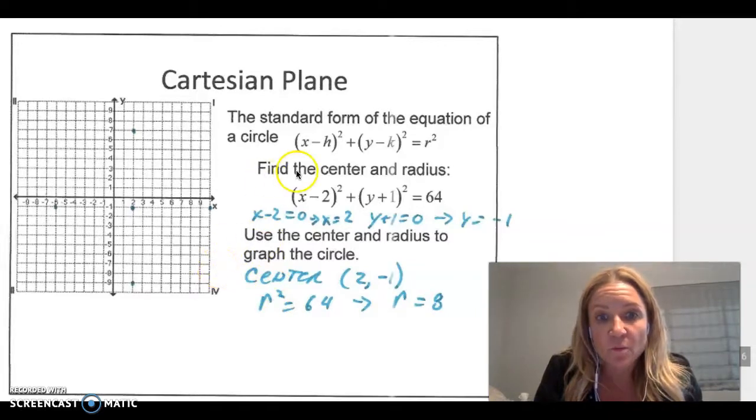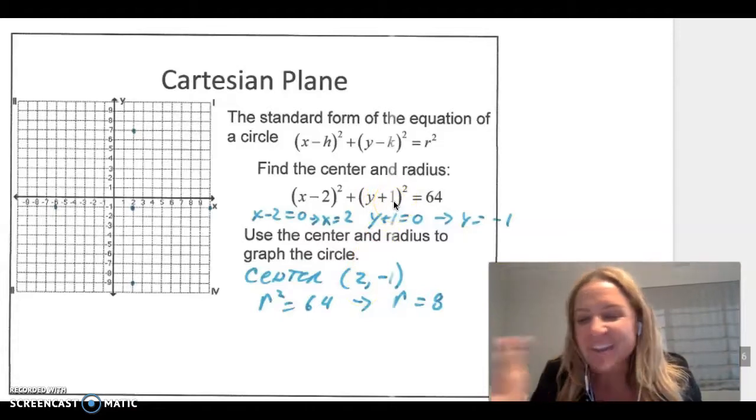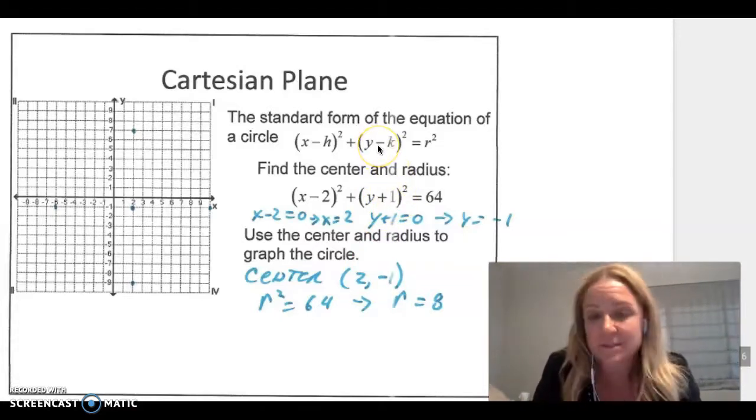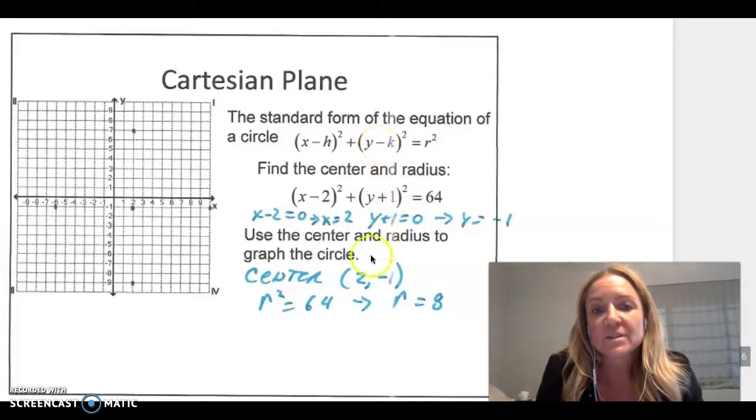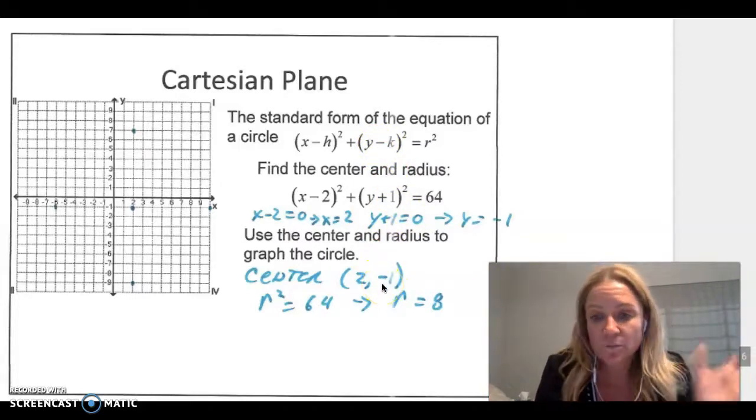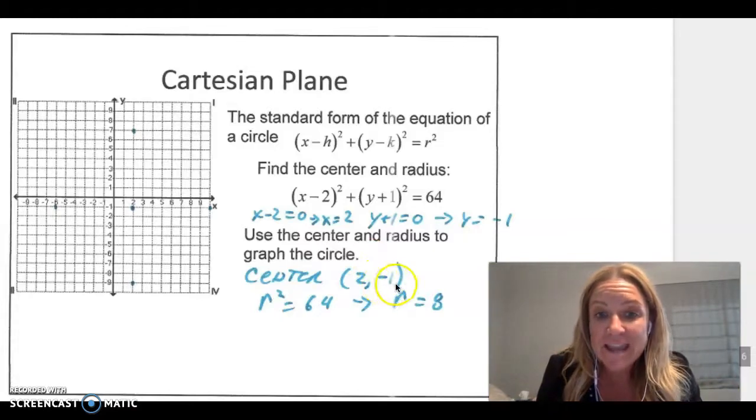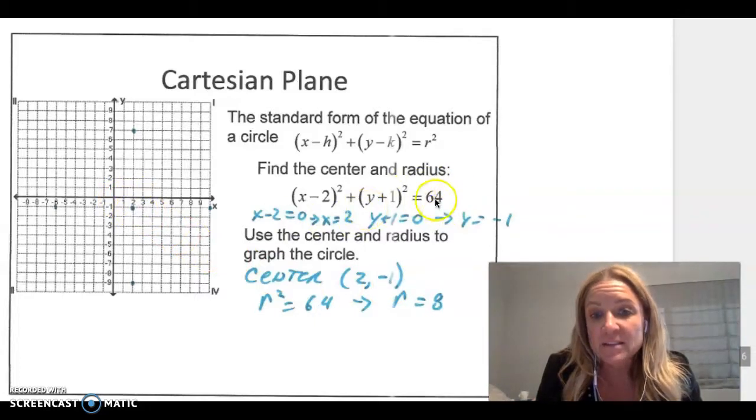All right, so for this one, they want you to find the center and the radius. So if there's a 2 here, that means your ordered pair for your center is going to be at 2. But right here you have a +1, which is actually the opposite of that because there's a minus in this standard equation. And so your y part of your ordered pair is -1. So the center should be at 2 to the right, down 1, put a point. And then the radius would be the square root of this number. 64, square root of 64 is 8.